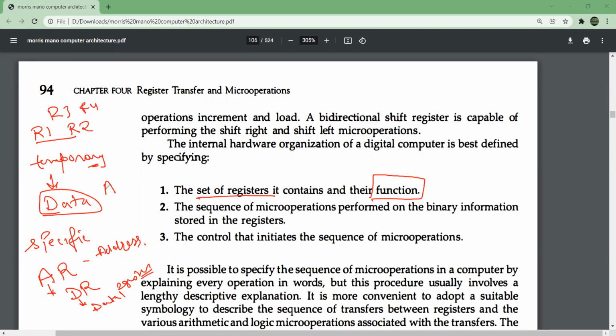Then we have another register called the accumulator. Accumulator is called the default register. There is no need to worry if you are not able to understand, because we will discuss it again. What is a default register? Suppose I have said to add A.